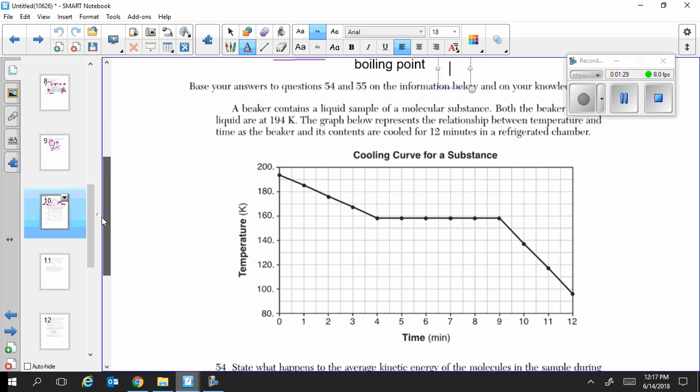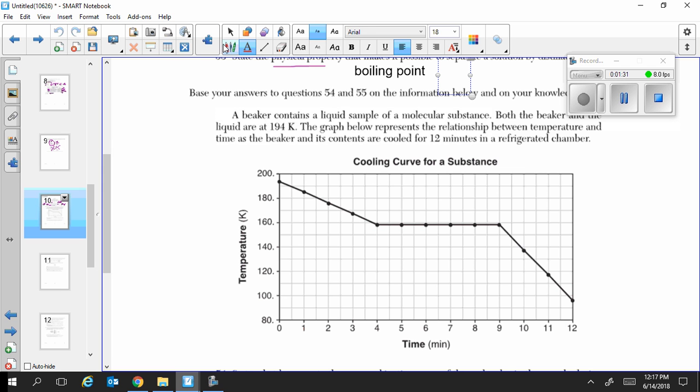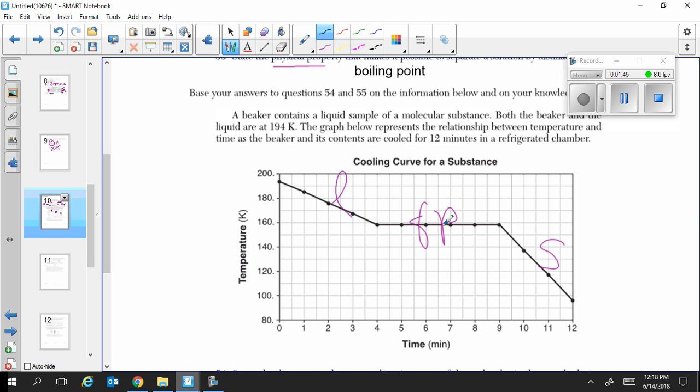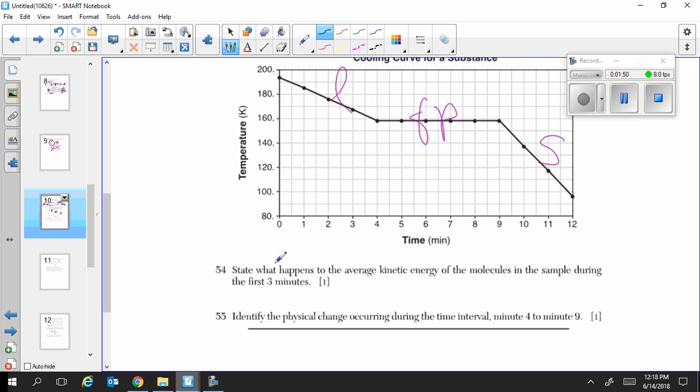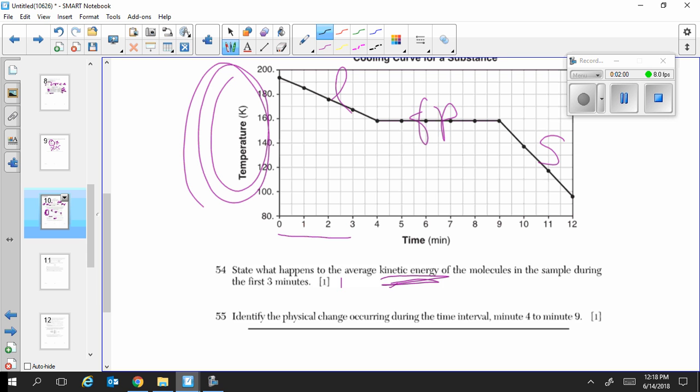All right, a beaker contains a liquid sample of a substance. Both the beaker and the liquid are at 194. The graph shows the relationship between temperature as it's cooled. So if this is a liquid, then this is a solid, then this is the freezing point. All right, so the questions. State what happens to the kinetic energy. Over here, temperature is a measurement of kinetic energy. During the first 3 minutes, the kinetic energy decreases.